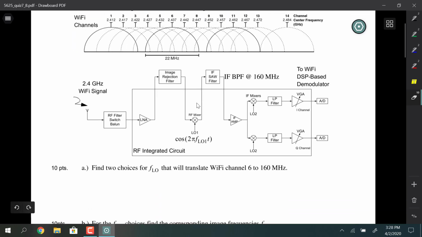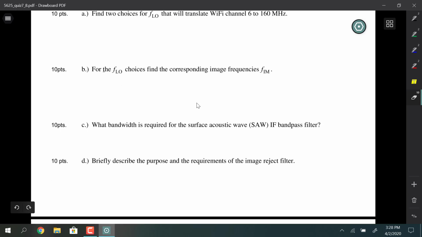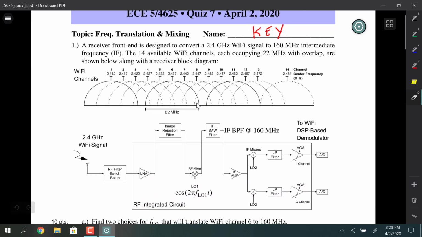So what's this quiz? This first part of the quiz is all about, and actually the whole quiz is about this, frequency translation and mixing. I created this quiz a few years ago. I like it a lot because it's pretty practical.